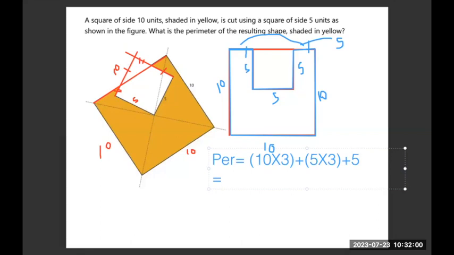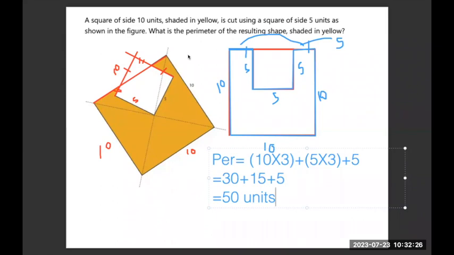So that will be equal to 30 plus 15 plus 5, which equals 50 units. Okay. In this kind of questions, please remember, just decoding the geometry is sufficient enough to move ahead.